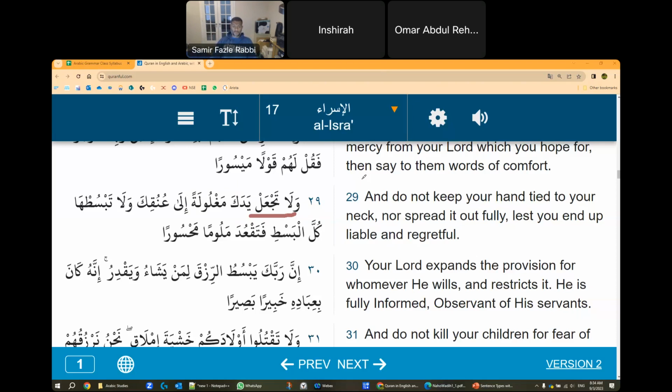So wala, because it has a la in front of it, it's in the jazm state, correct? Yes, and it's also specifically because it's a command. Like, don't do this. If it was negation for a present tense thing, then we would have kept it in marfu state. This has to do with the meaning. This is like, don't do it.